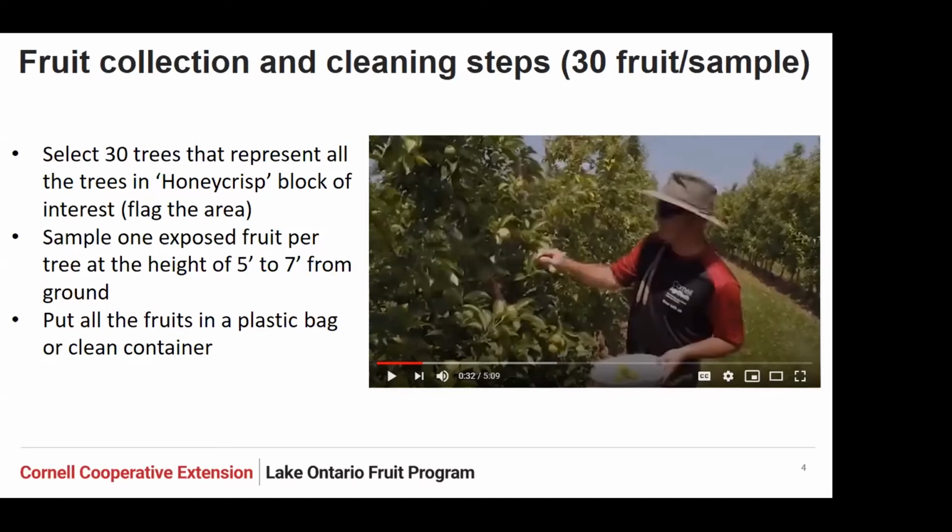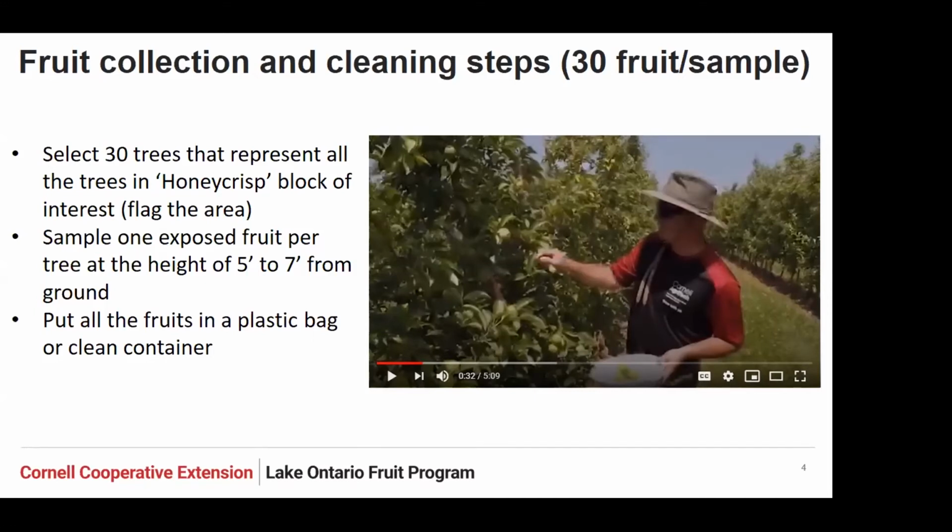The selection of the trees. We just need 30 fruitlets from a particular block. So you have to select those 30 trees that represent the Honeycrisp block. And we encourage you to flag that area, flag the rows at least, and do a sketch in your notebook of how you sample, how you enter, and what area of the orchard you collected your 30 fruitlets. You're going to collect only one fruitlet per tree. You need 30 trees, 30 fruitlets.